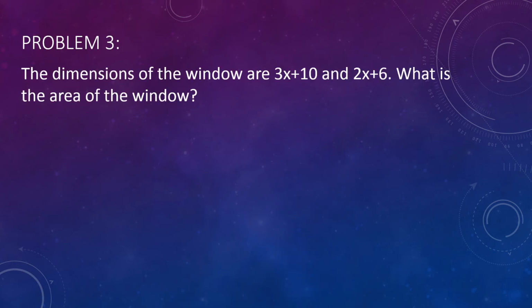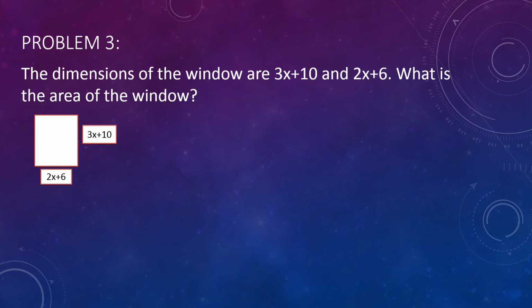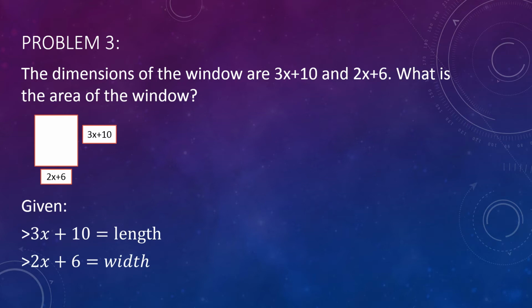Example: the dimensions of the window are 3x plus 10 and 2x plus 6. What is the area of the window? In the illustration, we have a rectangular window, where 3x plus 10 is one of its dimensions and 2x plus 6 is the other one. First, let's identify the given. Since we have the guide from its illustration, 3x plus 10 will be our length and 2x plus 6 will be our width. And for our solution, let's solve our problem.